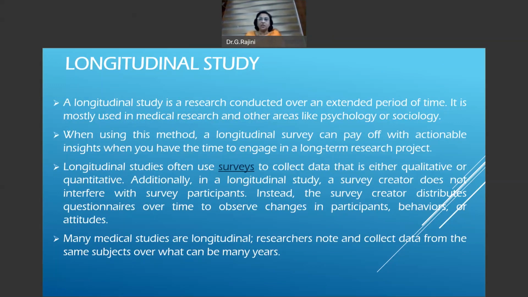Additionally, in a longitudinal study, the survey creator does not interfere with survey participants. Instead, the survey creator distributes questionnaires over time to observe changes in participants' behavior or attitude. So many medical studies are longitudinal. Researchers note and collect data from the same subjects over what can be many years.